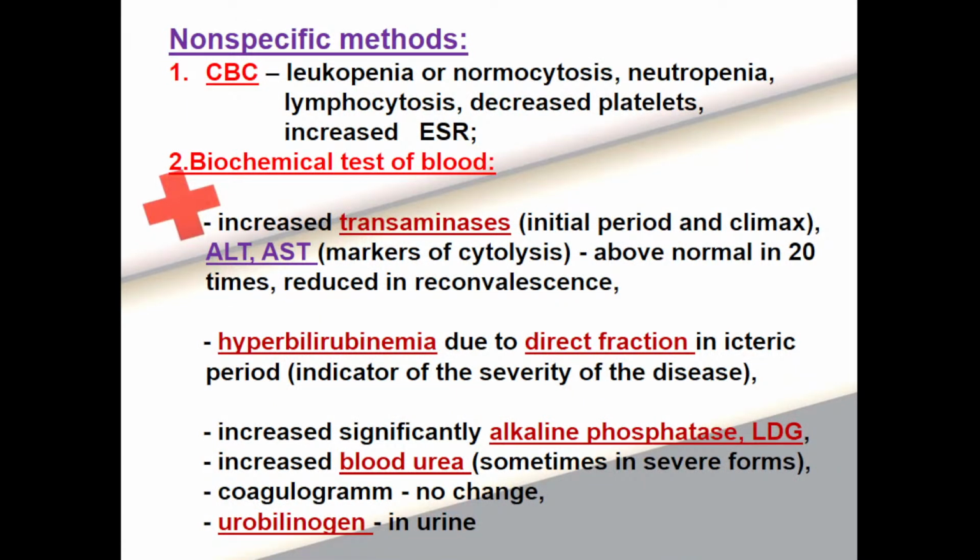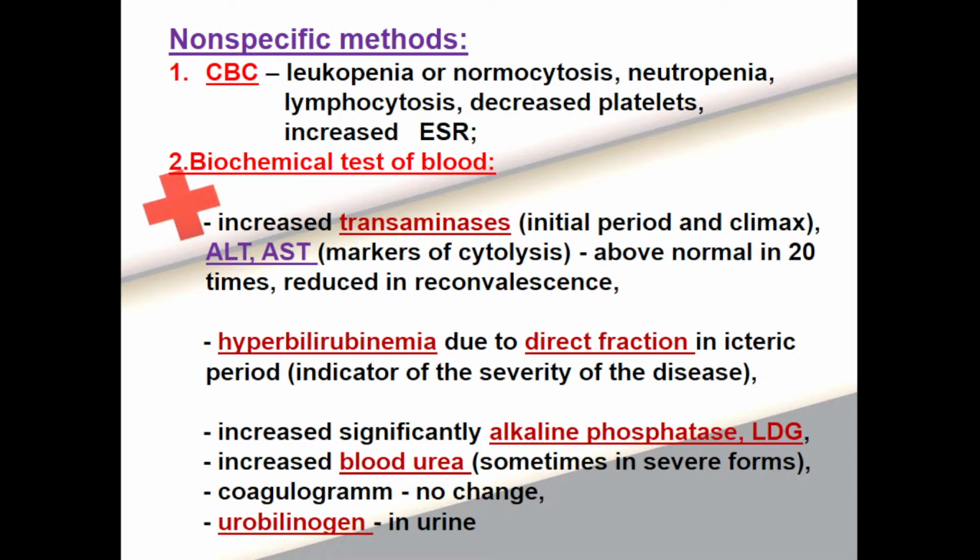Non-specific methods. CBC: leukopenia, normocytosis, neutropenia, lymphocytosis, decreased platelets, increased ESR. Biochemical blood tests show increased transaminases in the initial period and climax, ALT and AST, markers of cytolysis, above normal at least 20 times. Not even 10. 20 times at least, 20 to 100. Reduced in reconvalescence. Hyperbilirubinemia due to the direct fraction in the icteric period is an indicator of the severity of the disease, if we talk about acute hepatitis, of course.